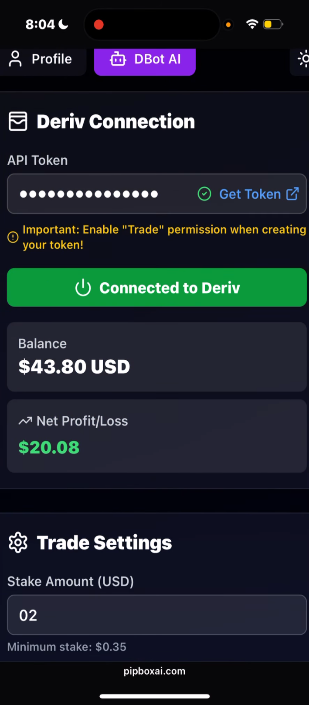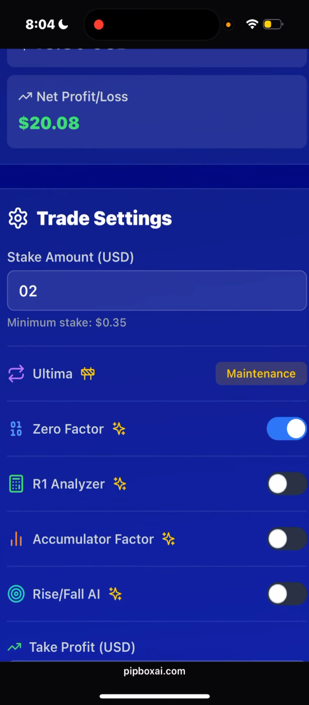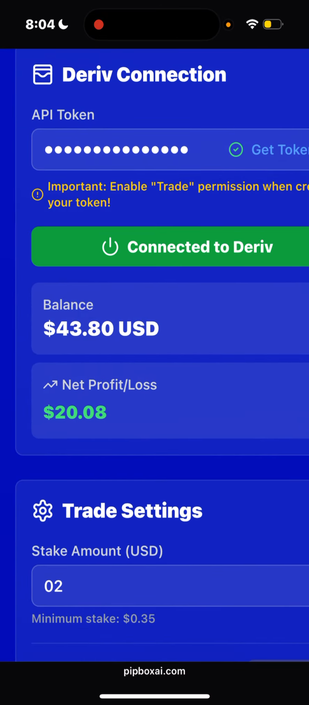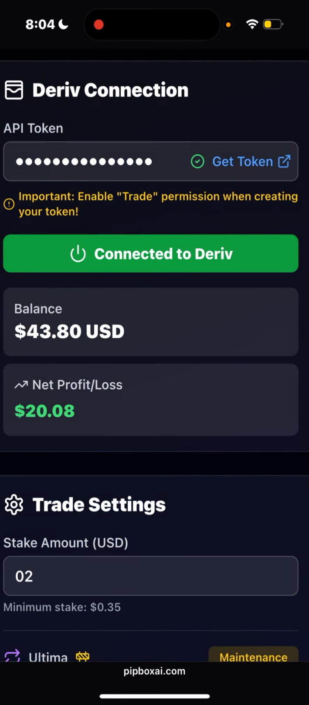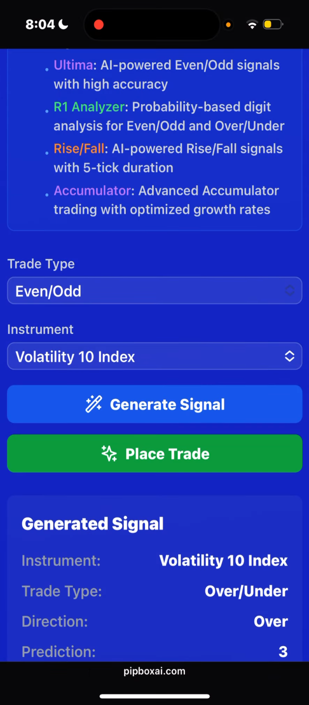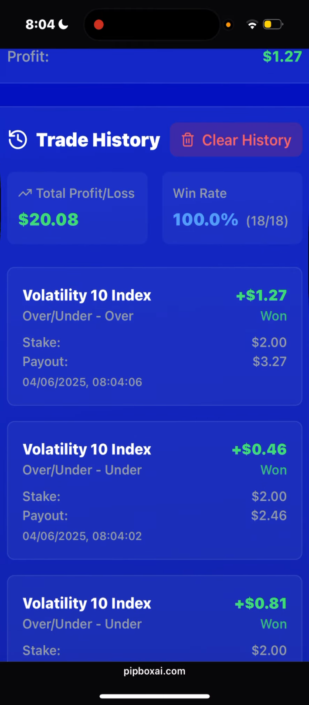We are almost reaching that 50 USD mark. We hit the 50 USD. Wait, we have hit our take profit of 20 USD. It's now time to take a screenshot from my Telegram. Let me come back here, profit target hit.